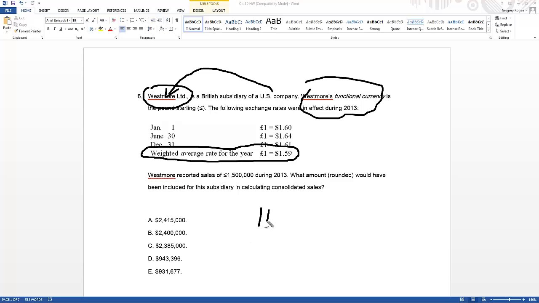So we go 1.59 times the notional amount, which is 1.5 million, and this is actually 1.5 million pounds. The answer we get is C, 2,385,000, by doing that.